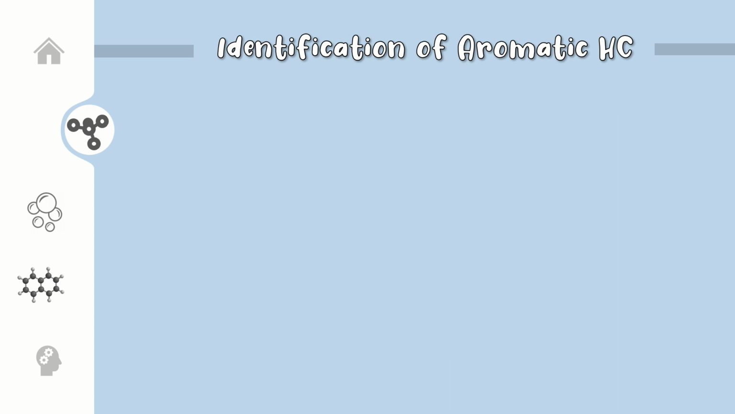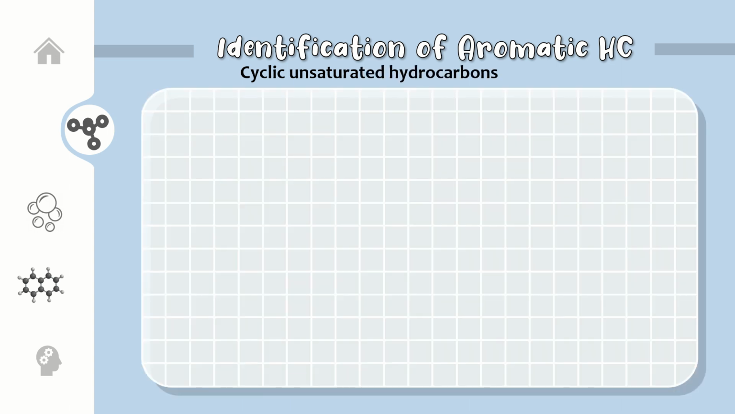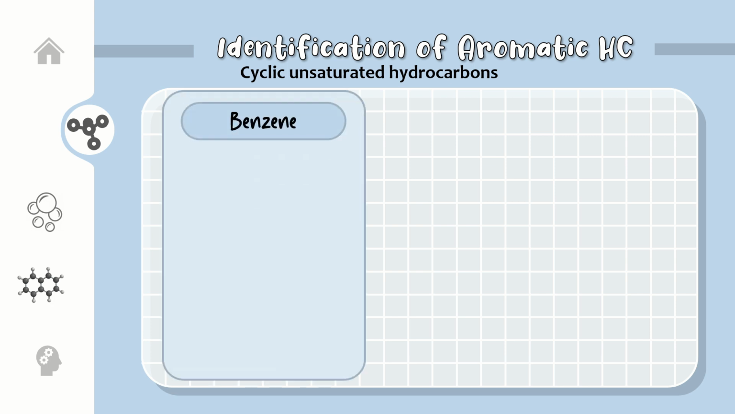There's always one structure that comes up when we talk about aromatic structure, and that is the structure of benzene. Because aromatic compounds are actually unsaturated cyclic hydrocarbons that do not readily undergo addition reactions. An aromatic compound is any compound that has one or more benzene-like rings. That is why benzene is considered the simplest aromatic hydrocarbon.